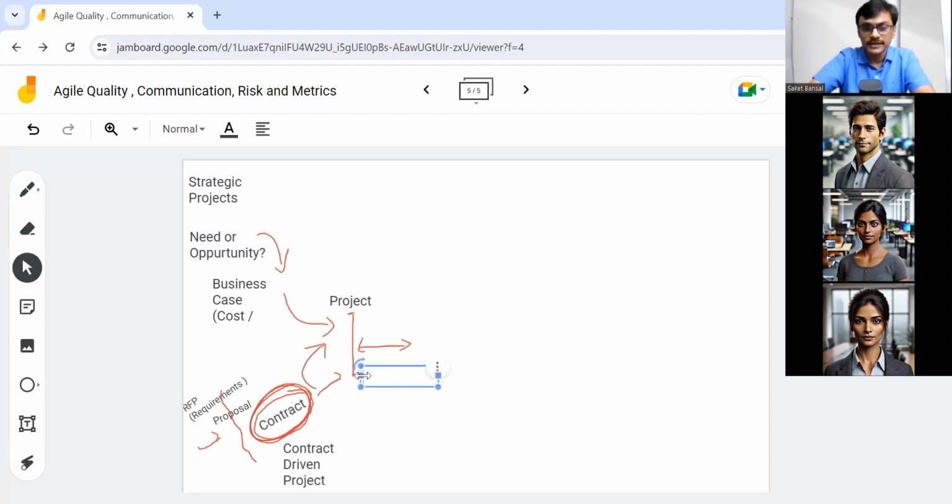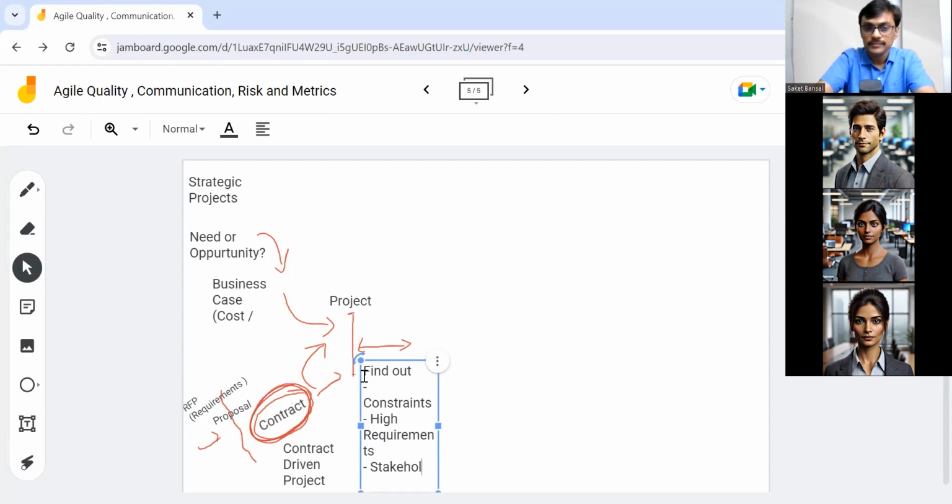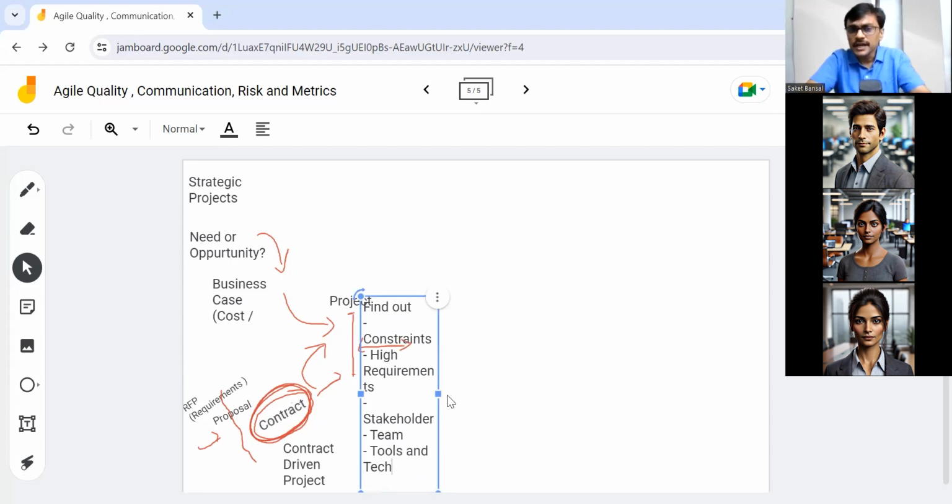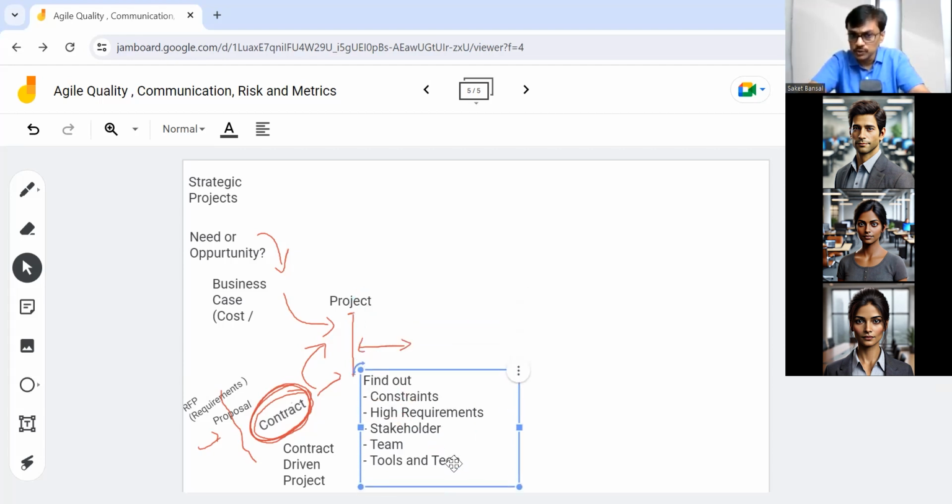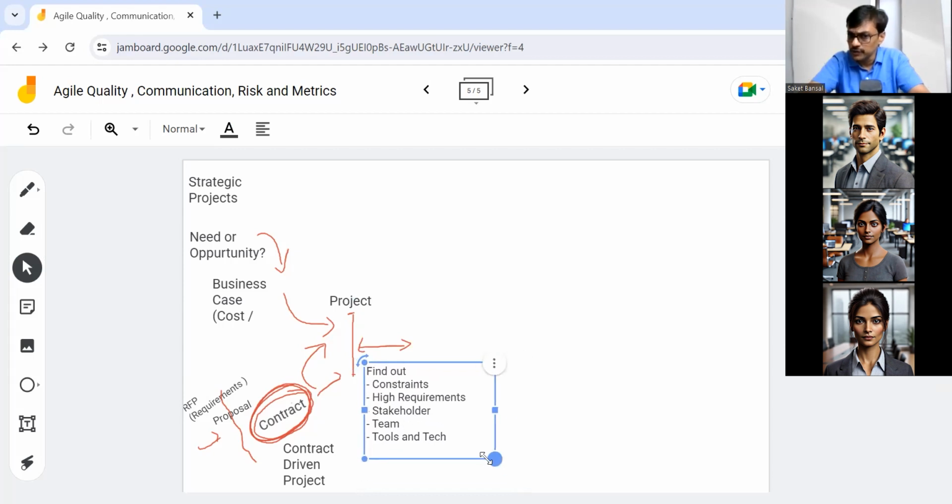So you probably will find out the constraints, what are the limits we have, the requirements based on the documents, let's put it high level requirements. You will also identify the players in the game, stakeholders. You will also onboard your team. You will also find out tools and technologies. Such kind of initial activities you do along with your coordination of your organization.